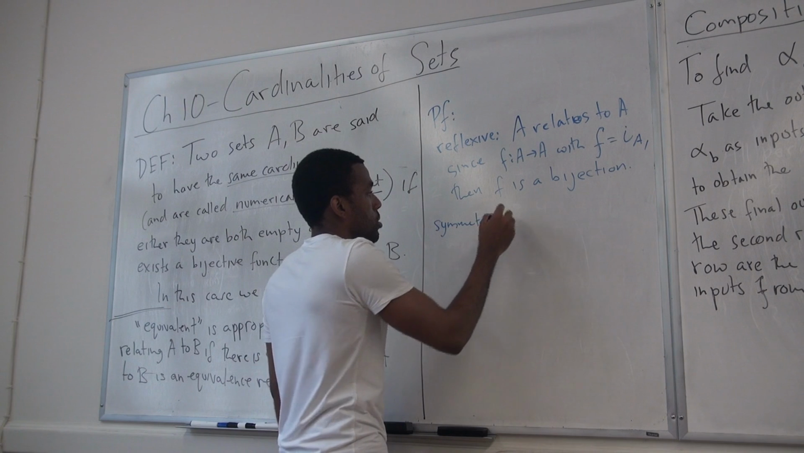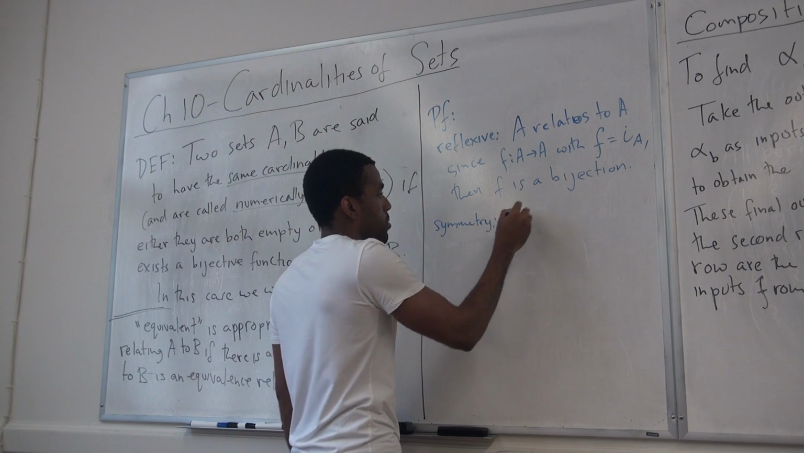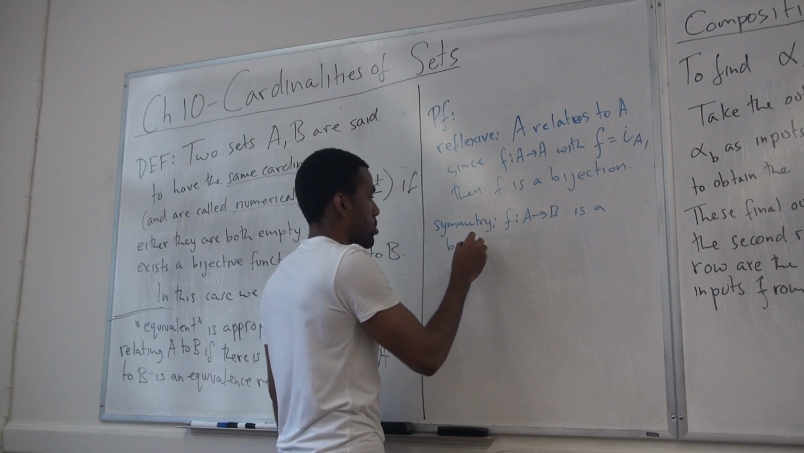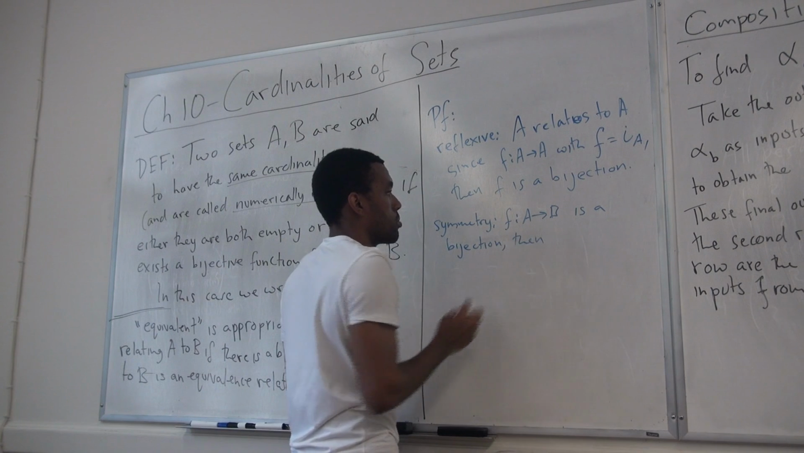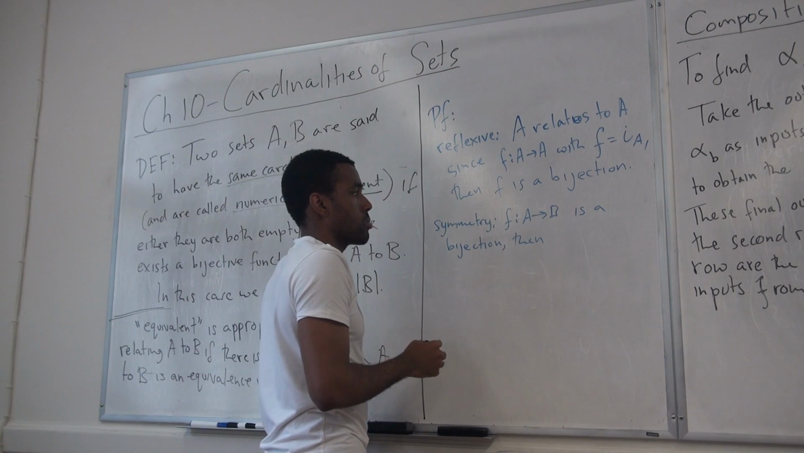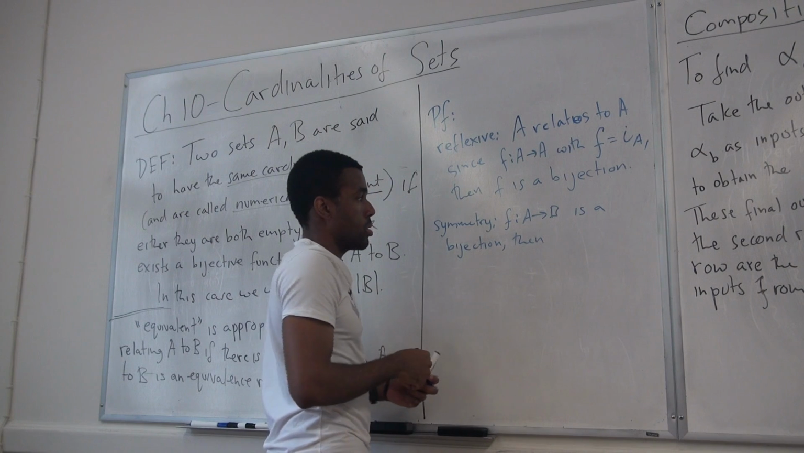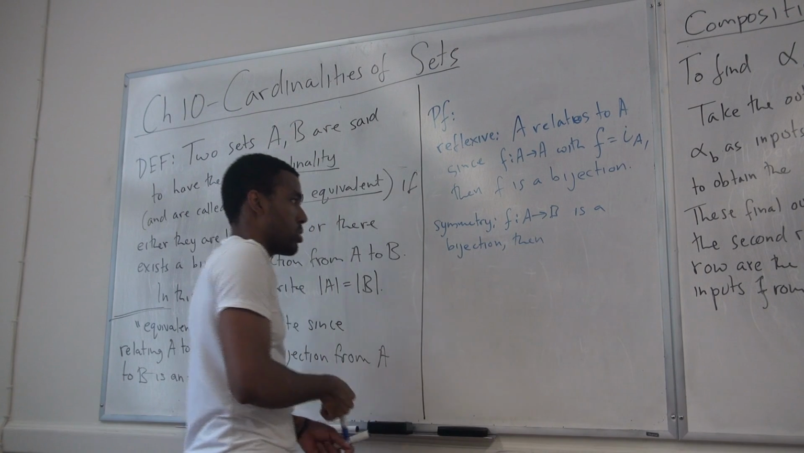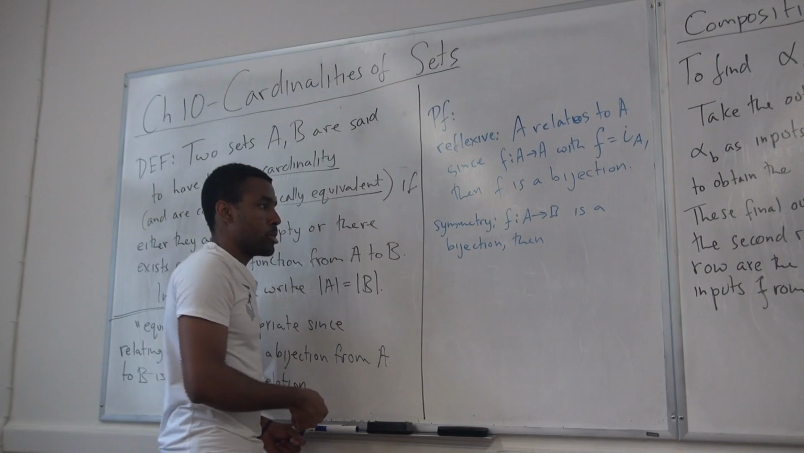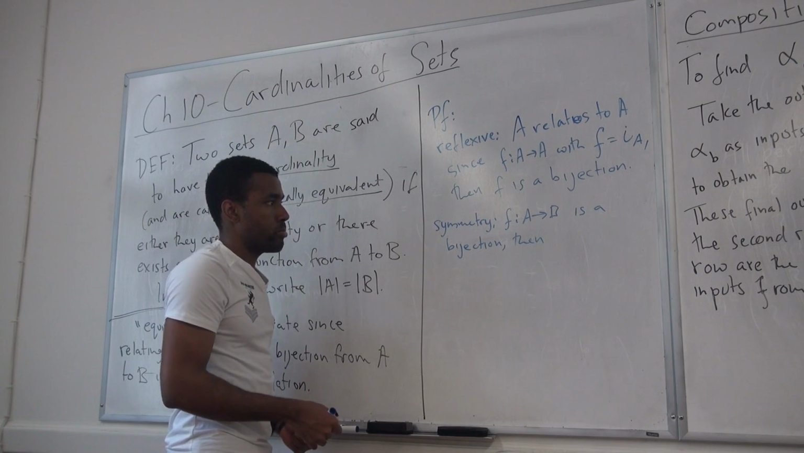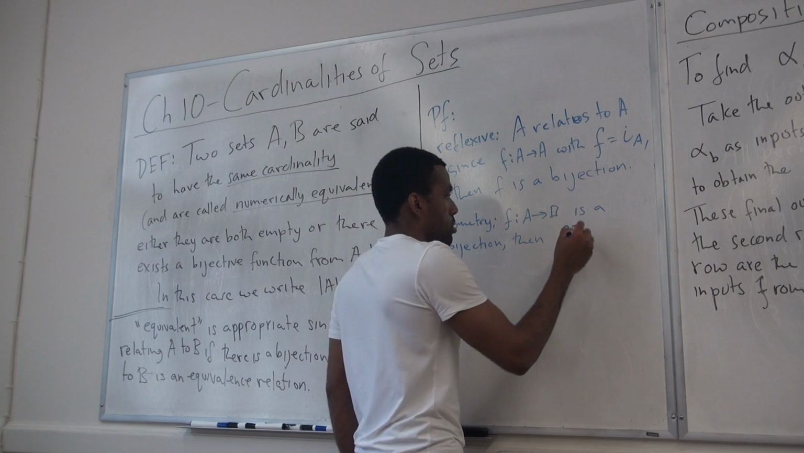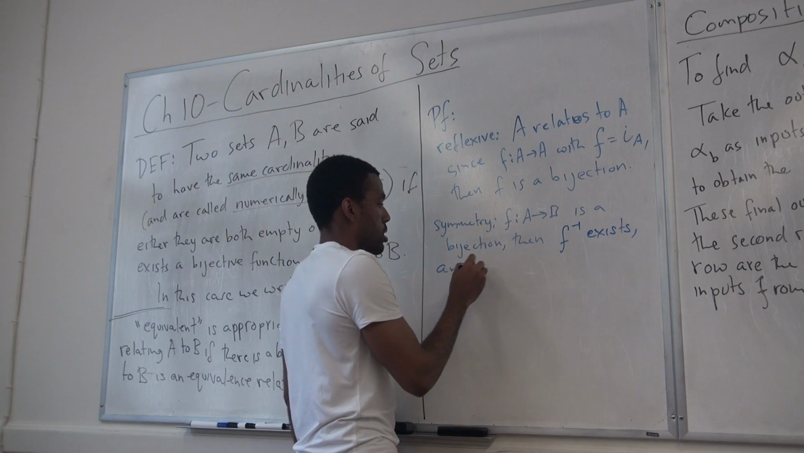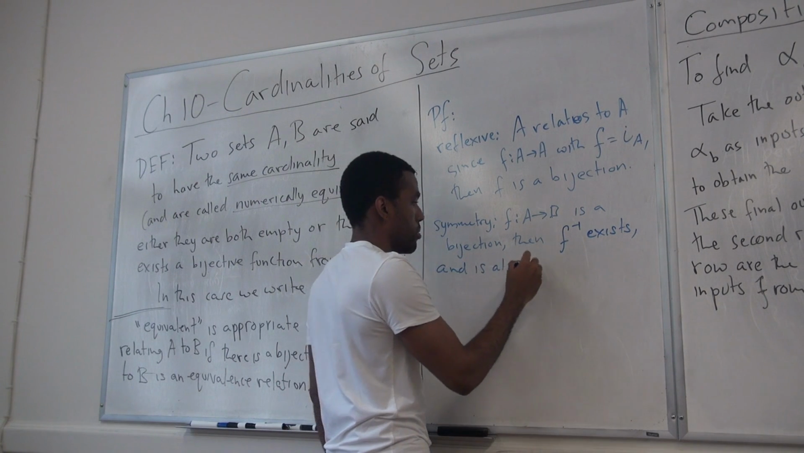What about symmetry? So suppose F from A to B is a bijection. So this is saying A relates to B, there's a bijection from A to B. How do I show there's a bijection from B to A? Well, there's a G equals F inverse. F inverse exists and is also bijective. We have a theorem that tells us that.